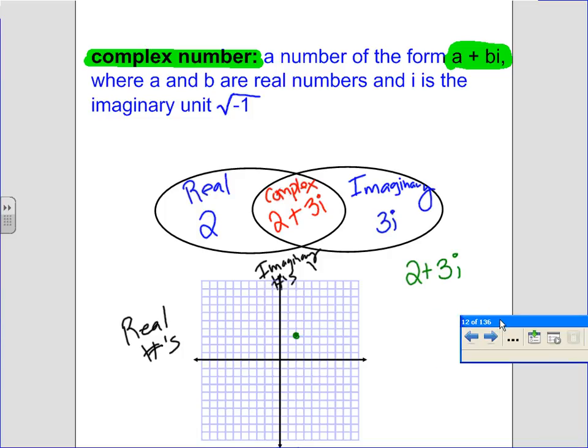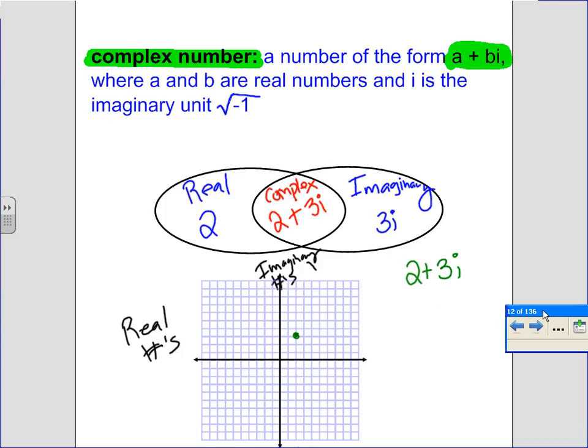Now you can write down whatever you want here, but let me show you. I made a little Venn diagram. Complex numbers in the middle because it includes a real and an imaginary. It's going to be an expression. Yes, we can graph them.